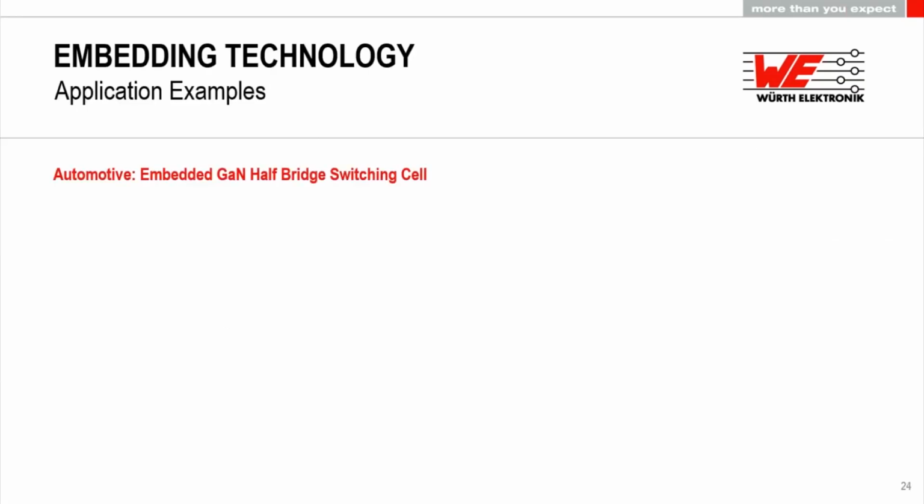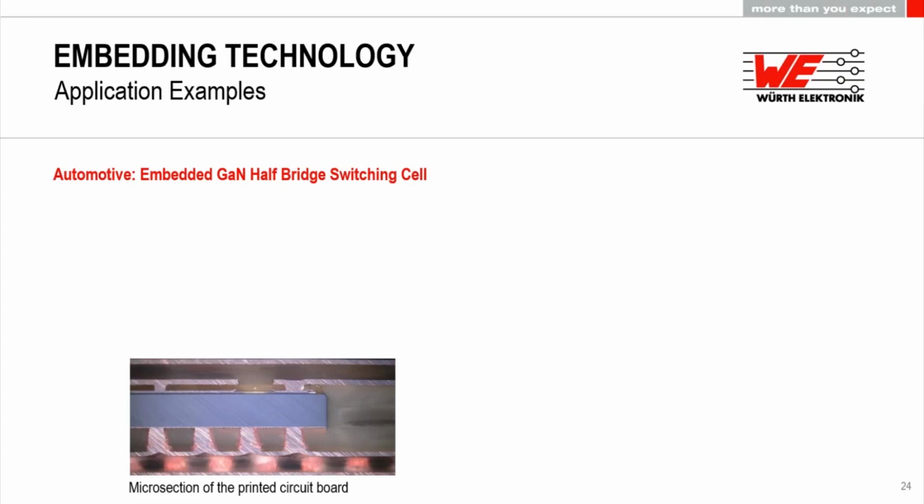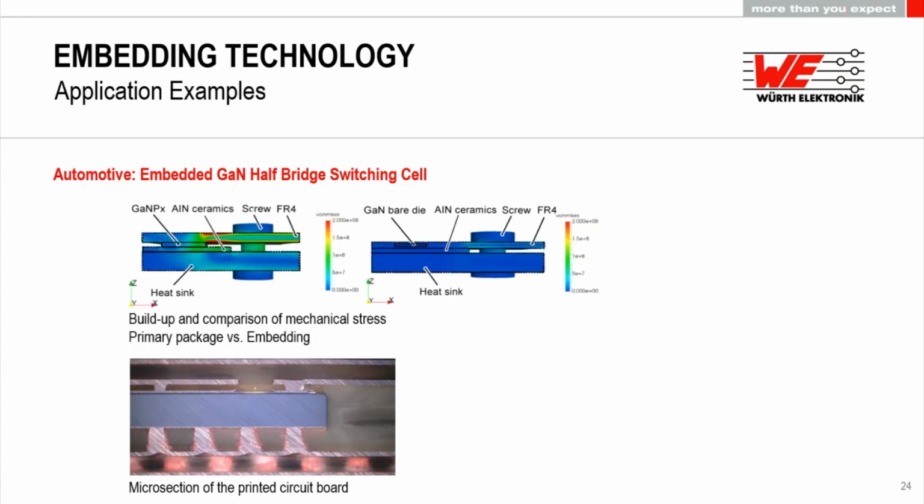So let's look at the first application, and I've taken one from the automotive sector. This is an embedded gallium nitride MOSFET for a half-bridge switching cell. You can see here a micro-sectioning of the printed circuit board. It's a 4-layer build-up with microwires connecting the components, so we have a microwire embedding setup here. This work is being done together with a university here in Germany, and for an automotive end customer, this is the pre-evaluation phase.